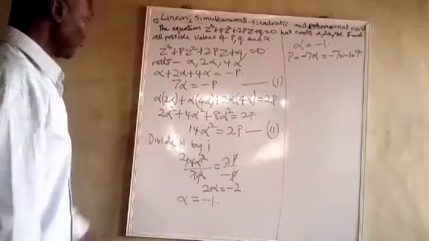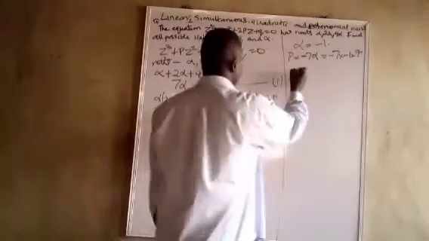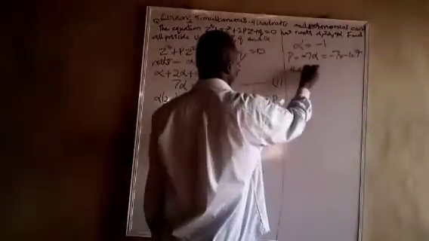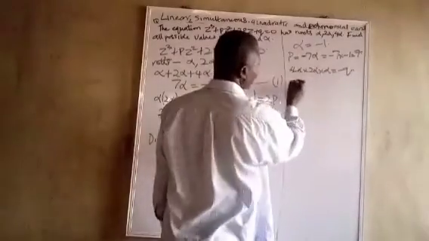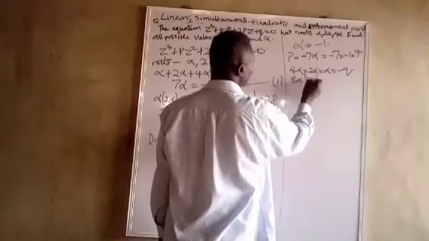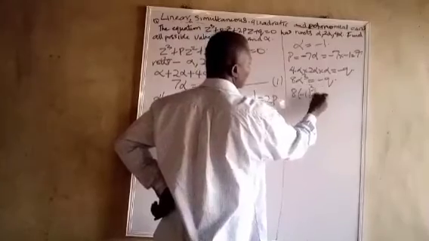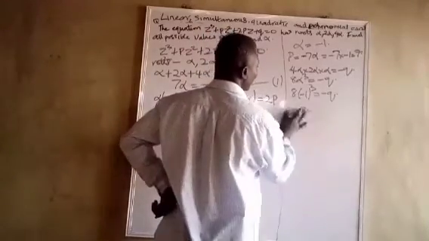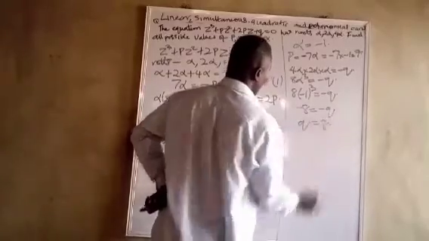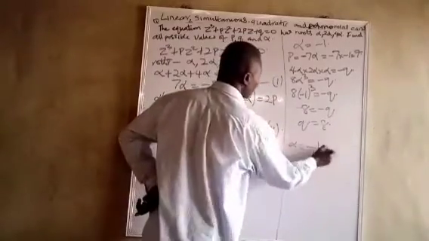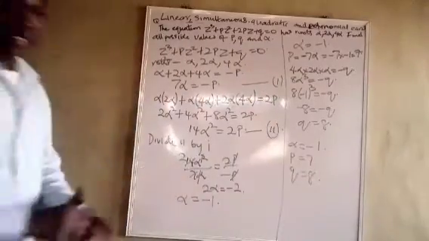Now I want to find q. To find q is the product. Minus q is the product of all these roots. So 4 alpha times 2 alpha times alpha is equal to minus q. That is 8 alpha cubed equals minus q. So 8 into minus 1 raised to the power 3 is equal to minus q. So minus 8 is equal to minus q. So q is equal to 8. So alpha is minus 1, p is equal to 7, q is equal to 8. So it's very easy and straightforward.